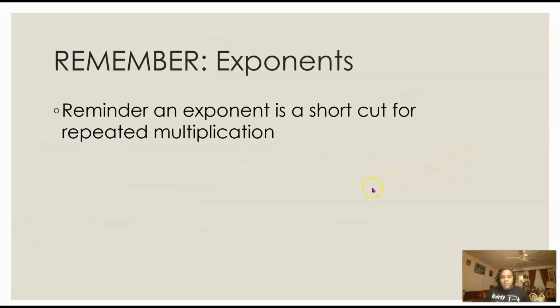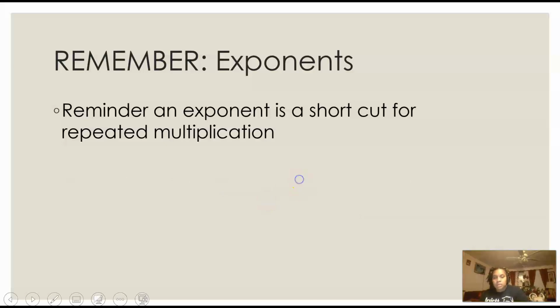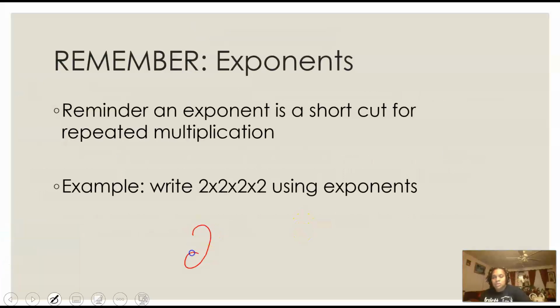And just remember exponents. Reminder, an exponent is a shortcut for repeated multiplication. Example, 2 times 2 times 2 times 2. Another way to write that would be 2 to the fourth power, which is 2 times 2, which is 4, 4 times 2, which is 8, times 2, which is 16. So 2 to the fourth power is 16. No, that's not 2 times 4, which is 8. It's 2 times 2 times 2 times 2. Okay?